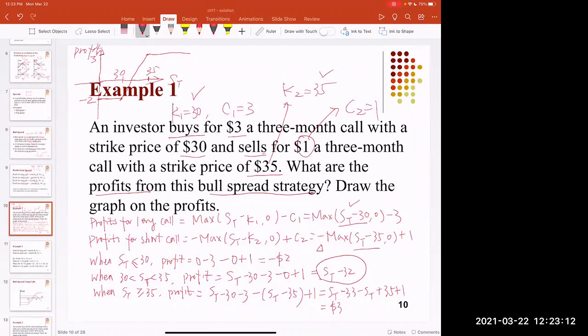So for your assignment and your test, what I expect you to do is like this. You need to first show the profits for each position, and then consider a few cases, 3 cases, and figure out what the profit is. And based on the profits, you can draw the graph.